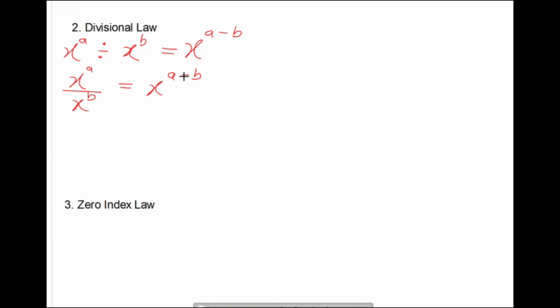So also for your divisional law, the base must be the same. The base must be the same before you can apply this law.